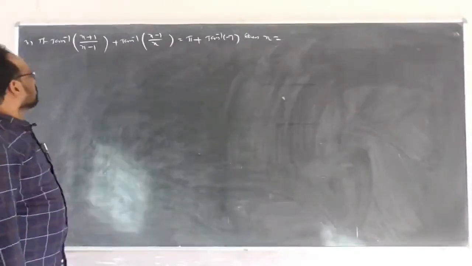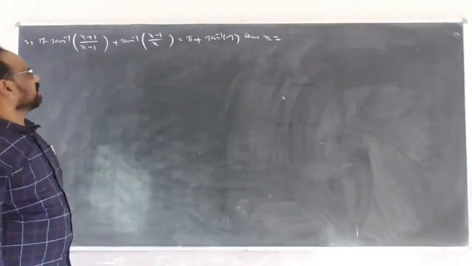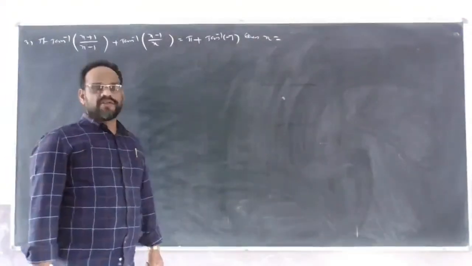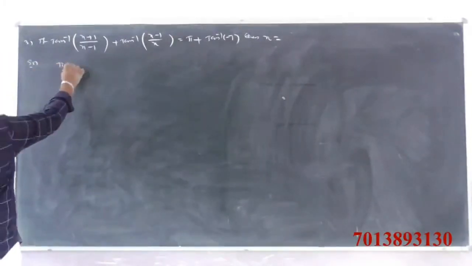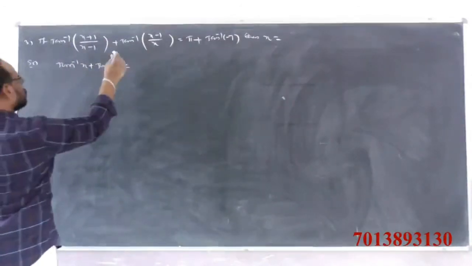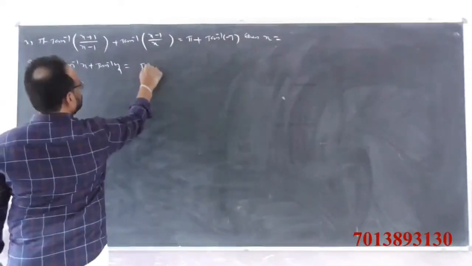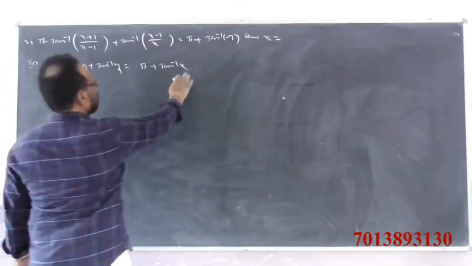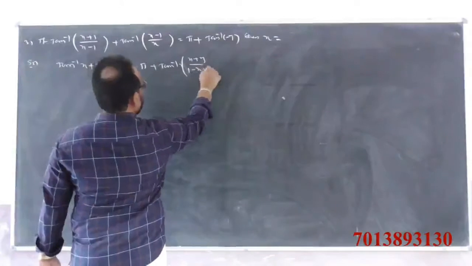If tan inverse of x plus 1 by x minus 1 plus tan inverse of x minus 1 by x is equal to pi plus tan inverse of minus 7, then find the value of x. Already we know that tan inverse x plus tan inverse y, if x is greater than 0, is clearly pi plus tan inverse of x plus y by 1 minus xy.